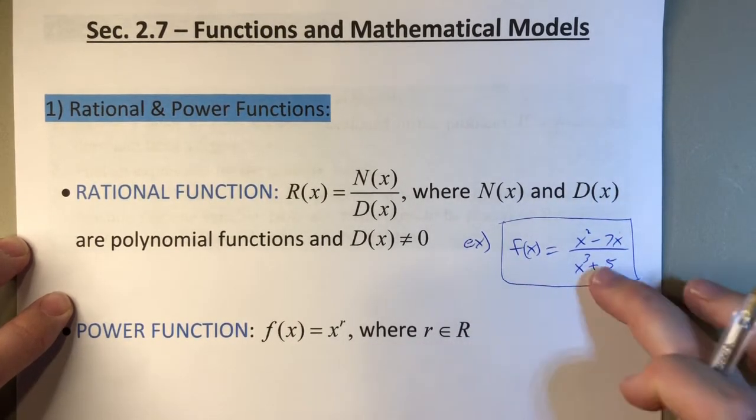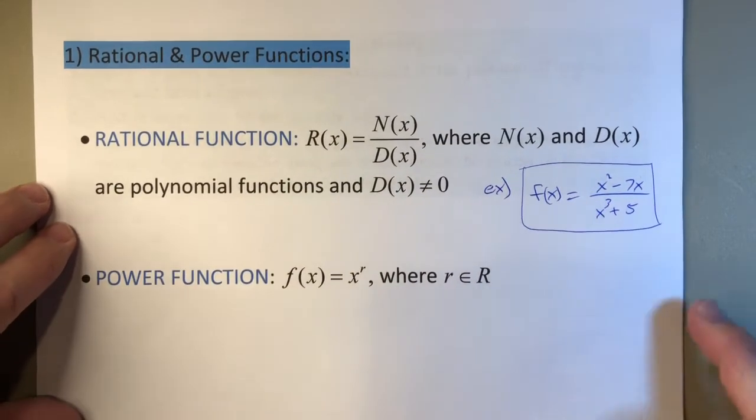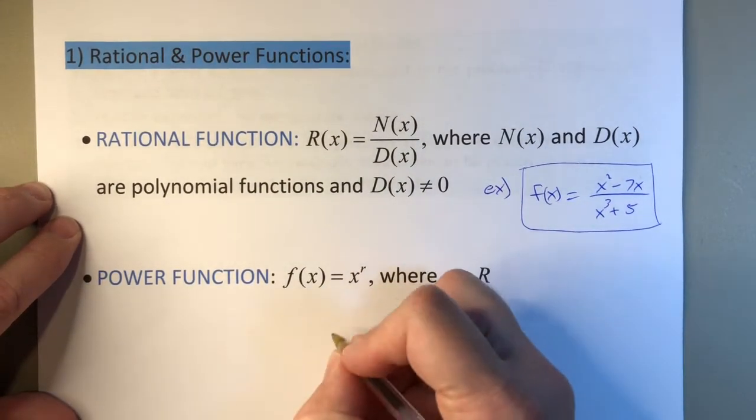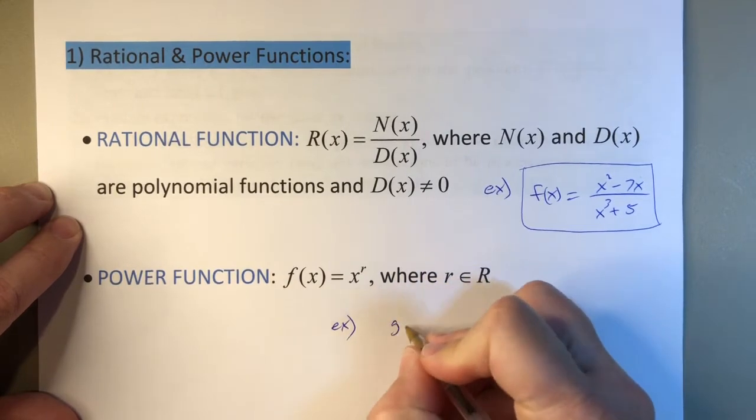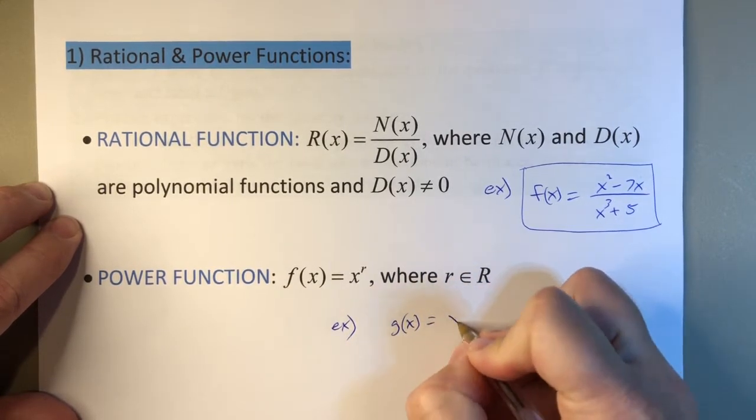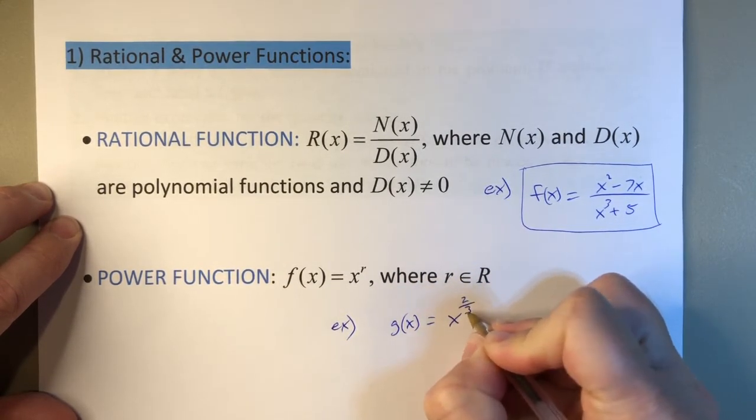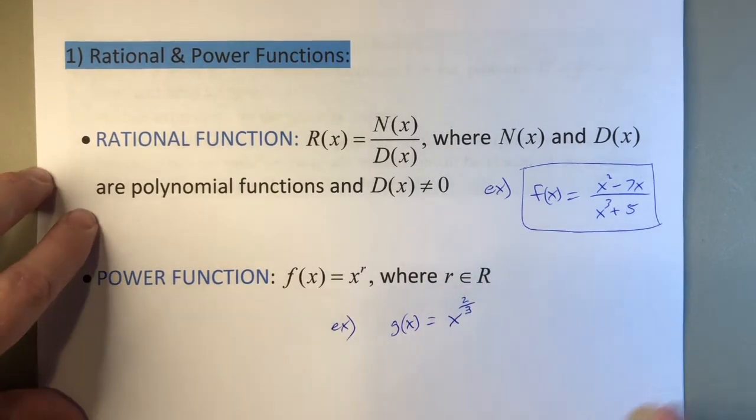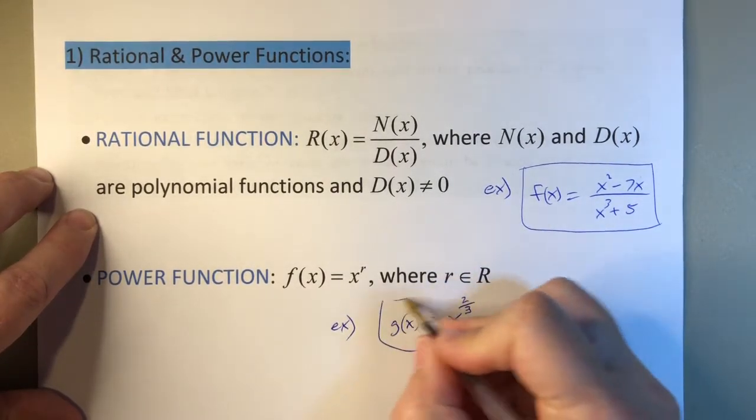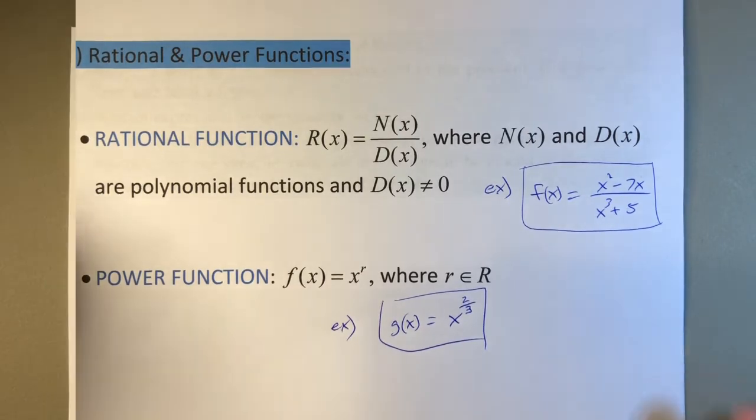Be able to name the function. Power function looks like this. So an example of a power function might be, let's say, g of x is equal to x to the 2/3. That's an example of a power function. Again, just be able to identify that this is a power function.